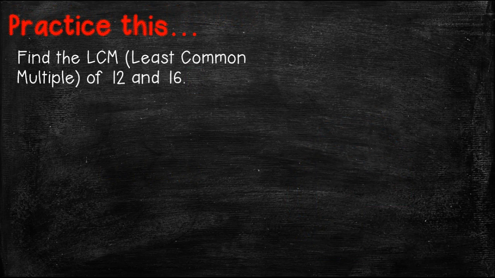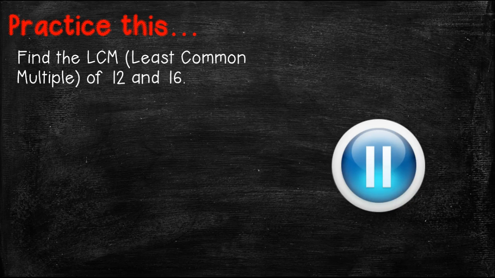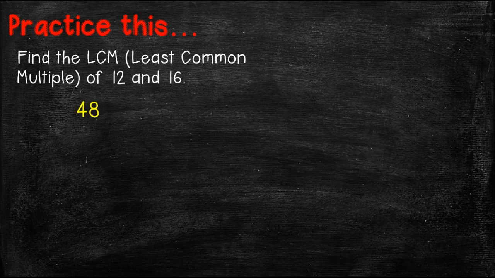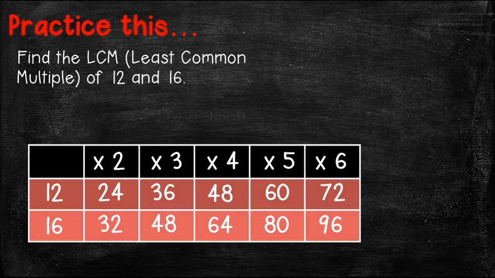So now find the least common multiple of 12 and 16. Go ahead and use either strategy that works for you. Pause the video and then come back and I'll show you how I got my answer. Okay, coming back in 5, 4, 3, 2, 1. Did you get 48? Let's see how I got that answer.